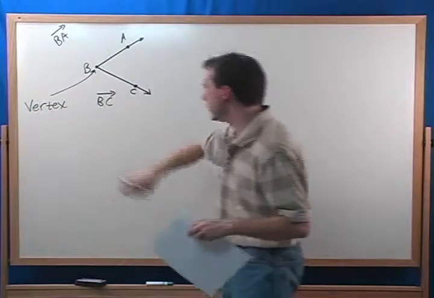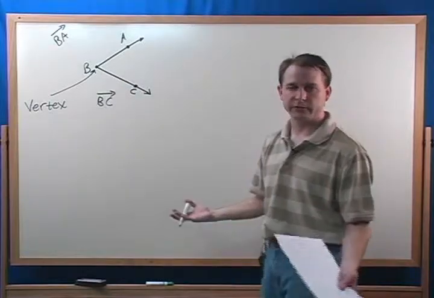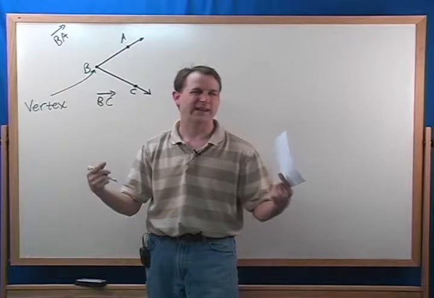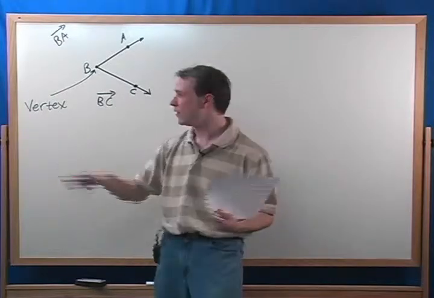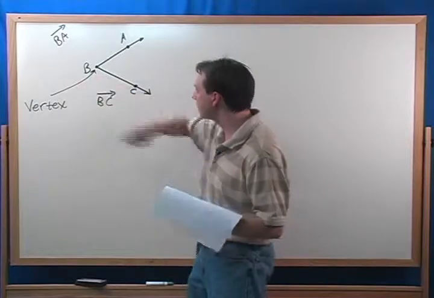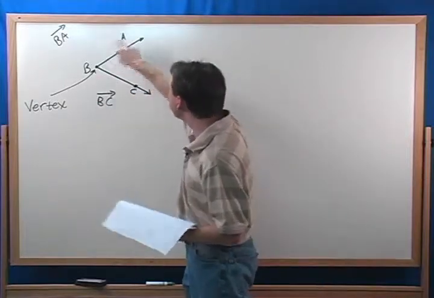And this common point here, we're going to call the vertex. Again, all this stuff is just terminology. Once you learn the terminology, it's simple. You can kind of think of vertex like apex, almost. Vertex is that point where the two rays come together. That point is called a vertex.